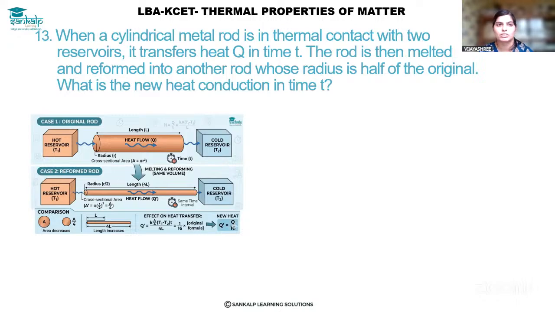Let us see question number 30. When a cylindrical metal rod in thermal contact with two reservoirs, it transfers heat Q in time t. The rod is then melted and reformed into another rod whose radius is half of the original. What is the new heat conduction in time t? Options: A, Q by 4; B, Q by 16; C, 2 times Q; D, Q by 2.